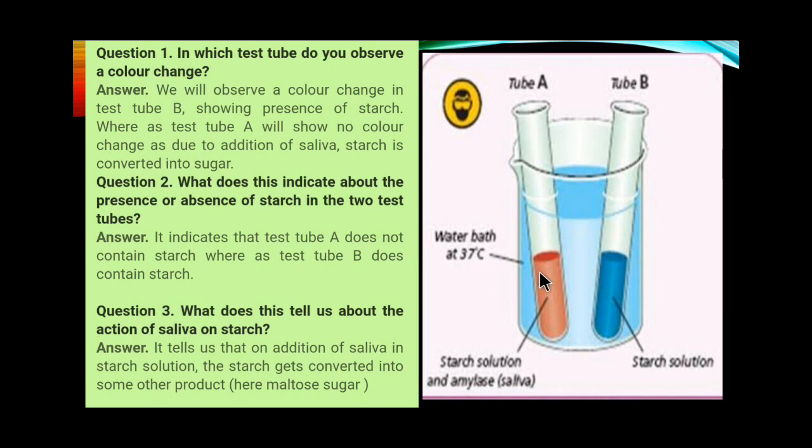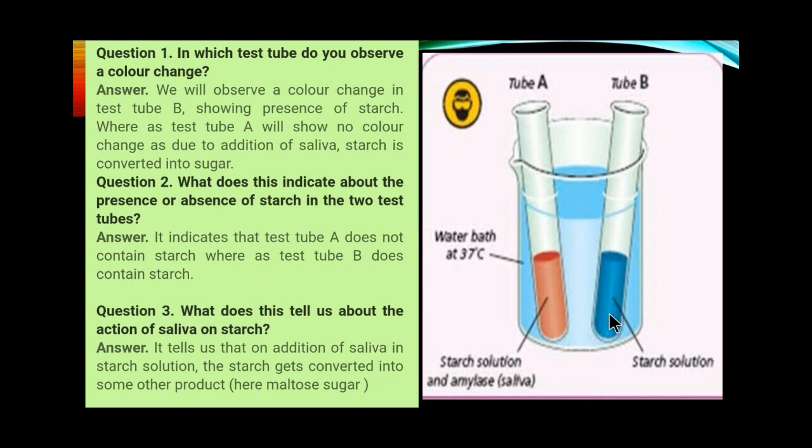Now add a few drops of dilute iodine solution to the test tubes. Okay, so in which test tube do you observe a color change? So you will see a color change in test tube B, which shows the presence of starch because of the iodine test, whereas test tube A shows no color because of the addition of saliva, because starch is converted into sugar. Why? Because the salivary amylase which is present in saliva has broken down the starch into soluble sugar.